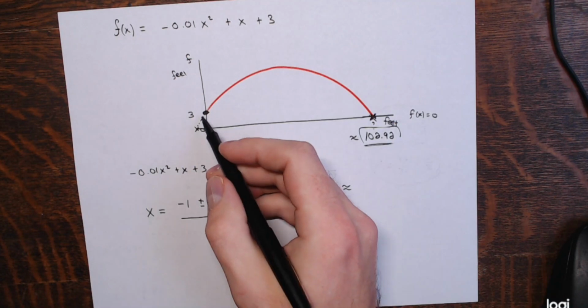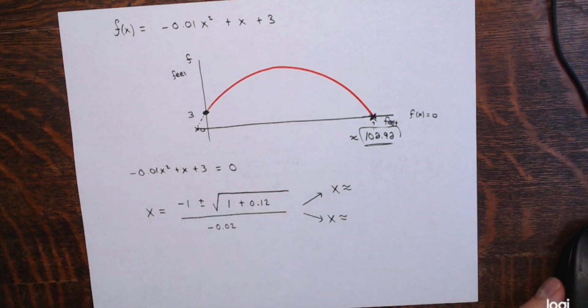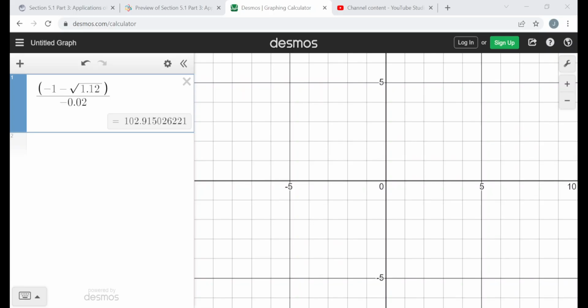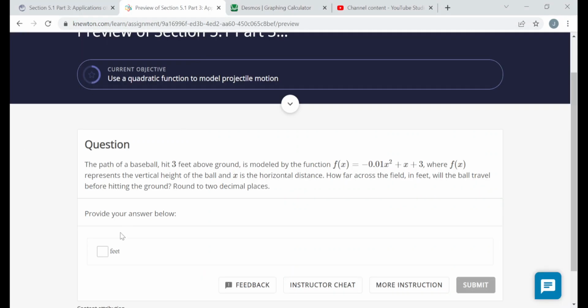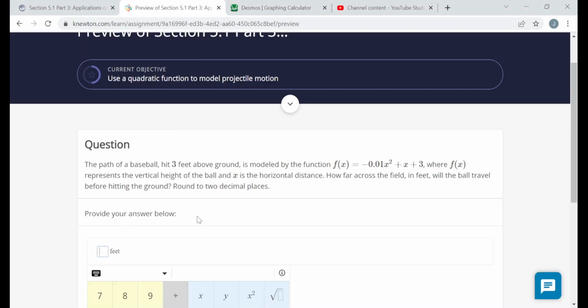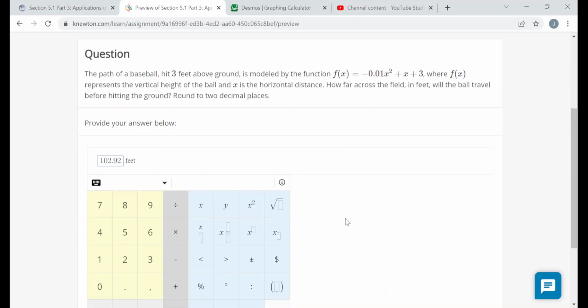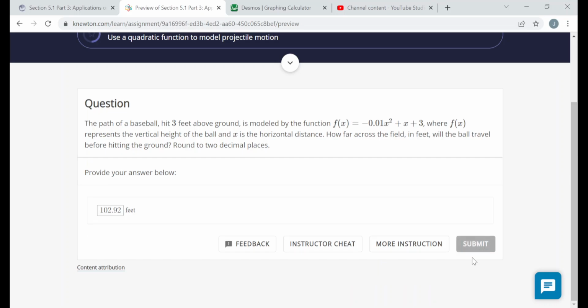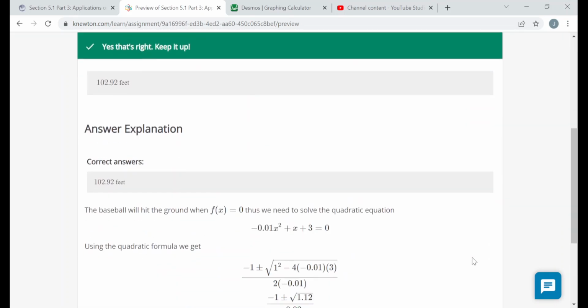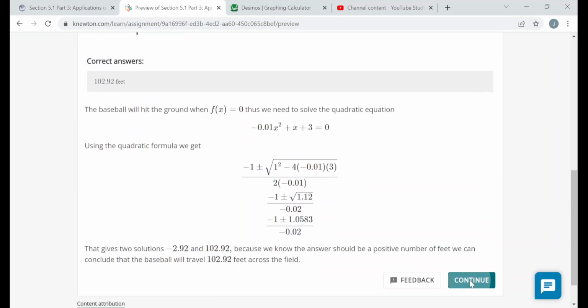And again, there is a negative answer, but I don't care about that one. It wouldn't make any sense. All right, and all they want is the number. Don't enter feet, they already have the word feet there for you. So 102.92. Great.